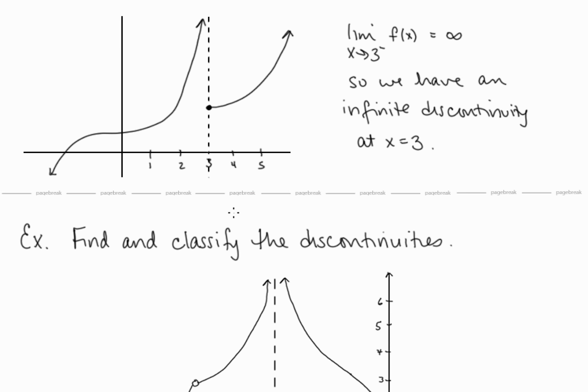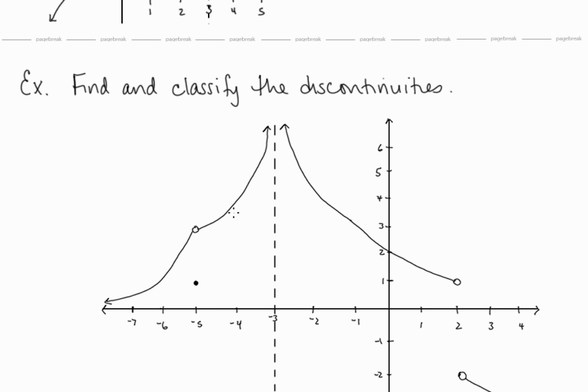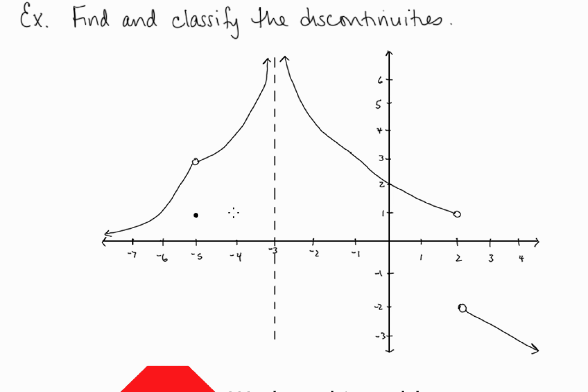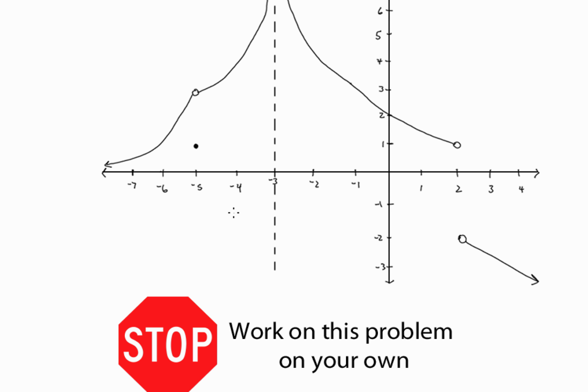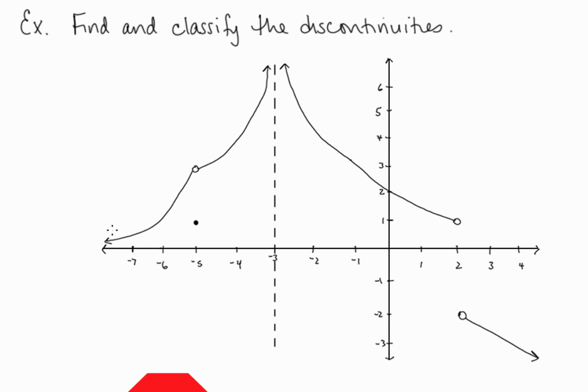So let's take a look at this graph that we saw in lesson 3 and now classify the discontinuities. I'd like you to please pause the video and work on this problem. So we can see from this graph that we have 3 discontinuities here. We have to pick up our pen once at -5, again at -3, and again at 2. But let's get some more information about each of these discontinuities so that we can classify them.